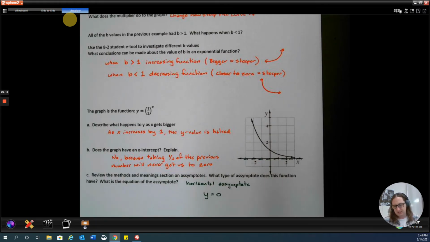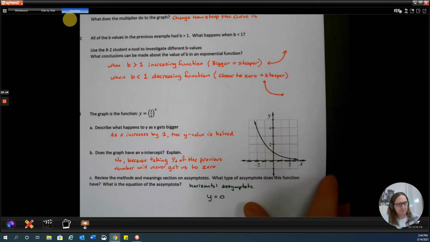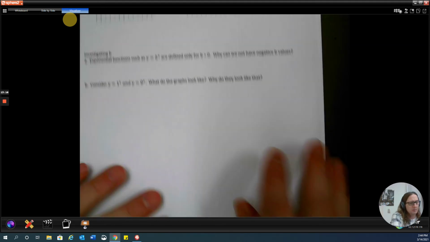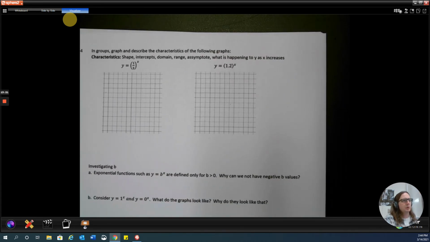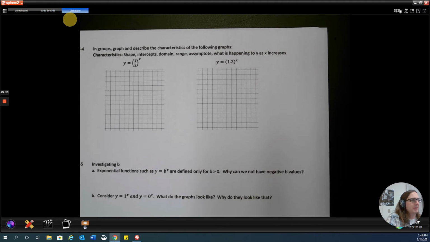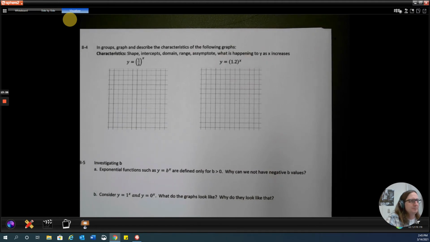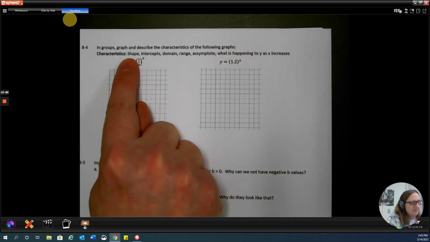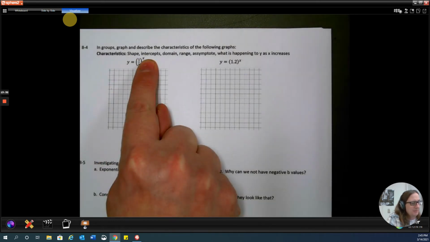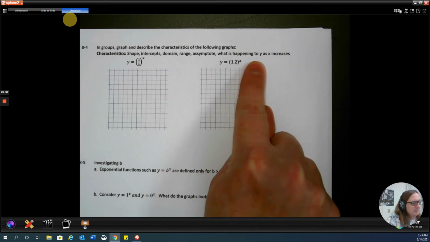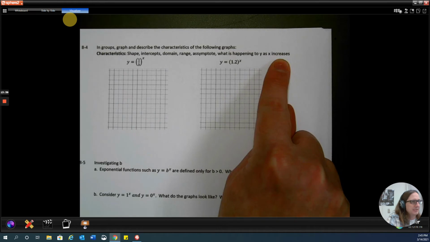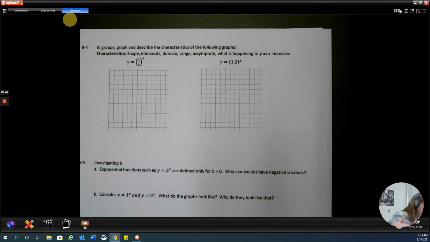All right, let's go to our next page. If you're in class in groups, you're going to graph and describe the characteristics of these graphs right here. So what I want you to look at is what kind of shape do they have? What kind of intercepts do they have? What's your domain? What's your range? What's the asymptote? And what's happening to the y as the x increases? Okay, so I'm just going to do it for you since we're not in a group right now.